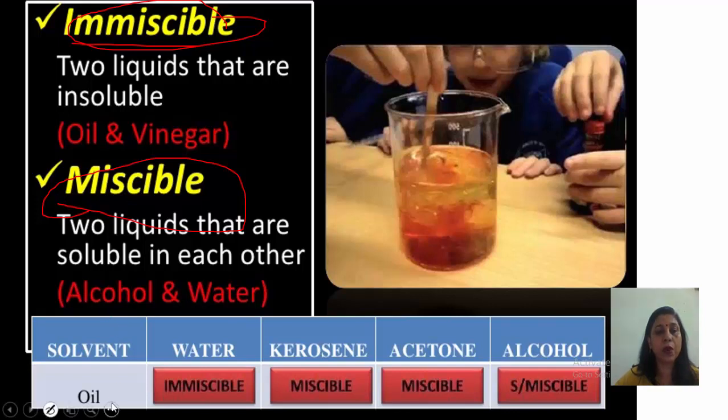Suppose our solvent is oil. Water is immiscible in oil, kerosene is miscible in oil, acetone is miscible, and alcohol is semi-miscible, means some amount of it can be soluble in oil.